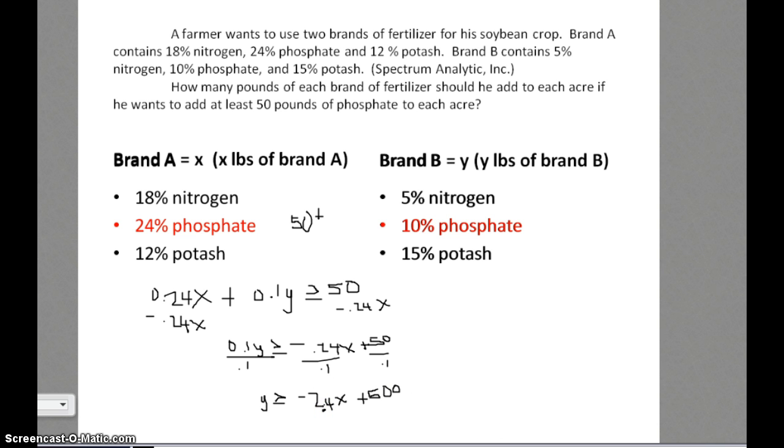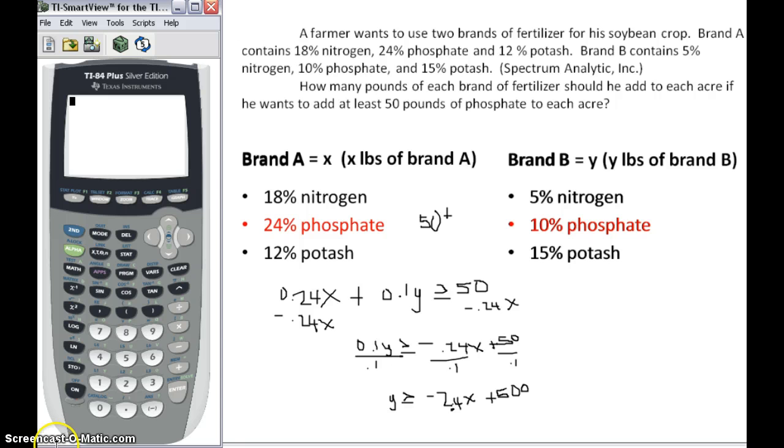Next thing I want to do is actually get a graph for this. And I know that this would be the equation of a line, and then because of the inequality that is going to have shading. So I'm going to go to my graphing calculator. So here in my graphing calculator, first thing I do is go to my y equals screen, and then I'm able to type my equation. So negative 2.4x plus 500.